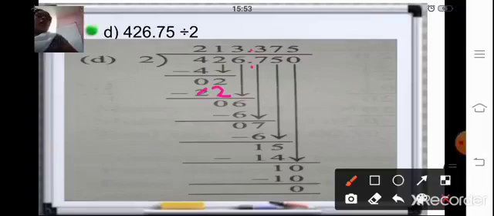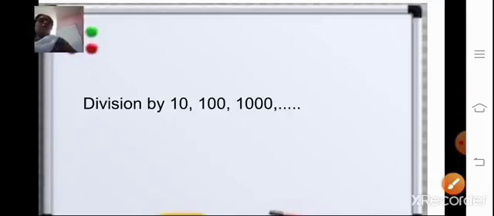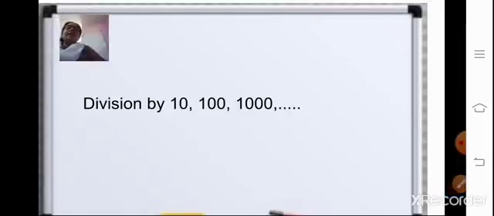Now here again you are getting the remainder as 1. So you have to add a 0 to your dividend and then bring it down. So 2 5s are 10. So your answer is 213.375.